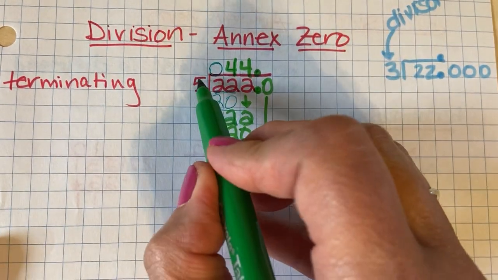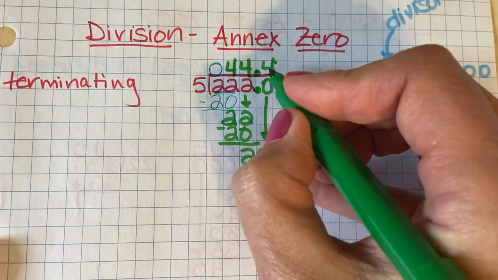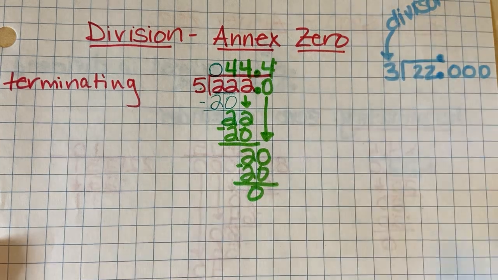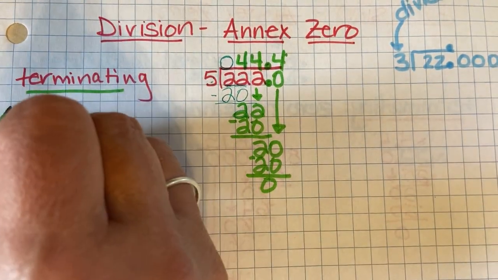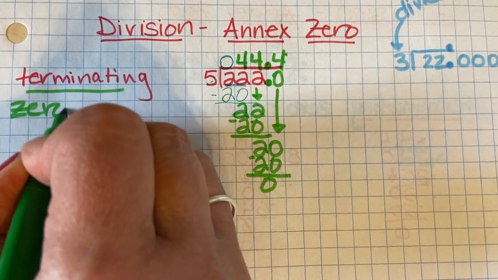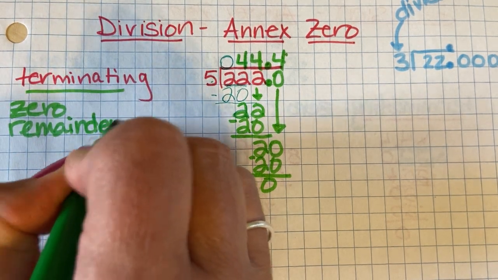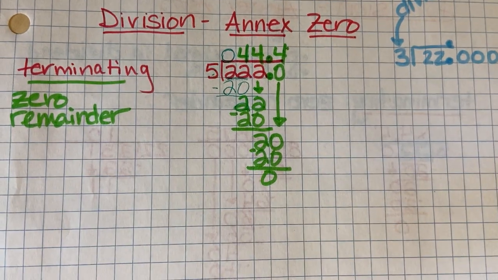Then I'm going to start all over again. 5 goes into 20. Well, I know that's 4 because we just did that twice. 4 times 5 is 20, and I get a 0 remainder. That's what I mean by a terminating decimal. You get a 0 remainder. Okay, that means it's an actual number. I mean, it went in an actual amount of times.